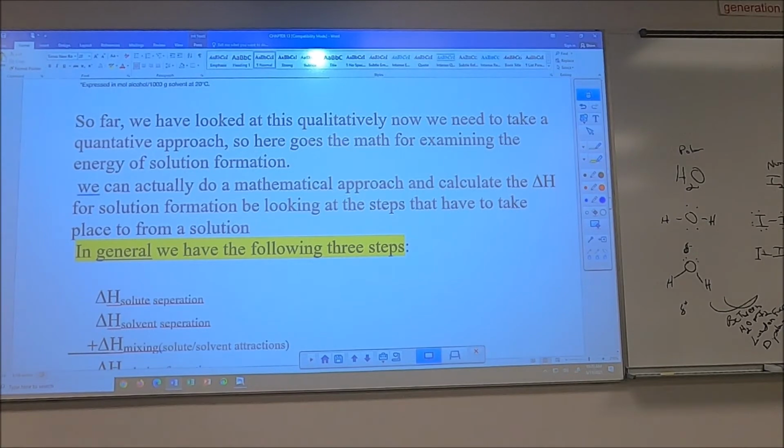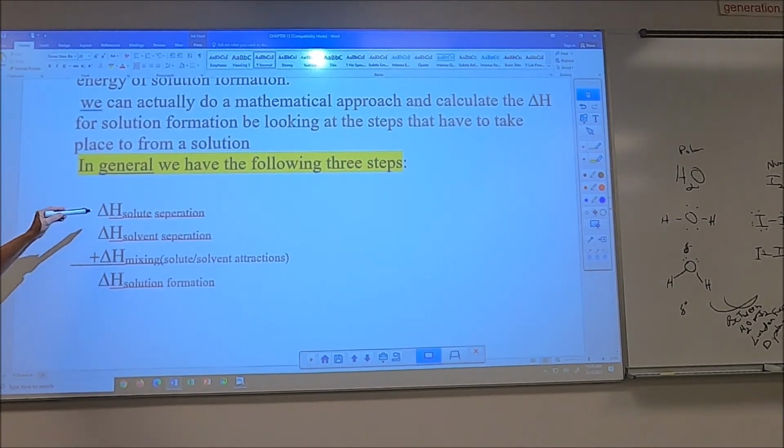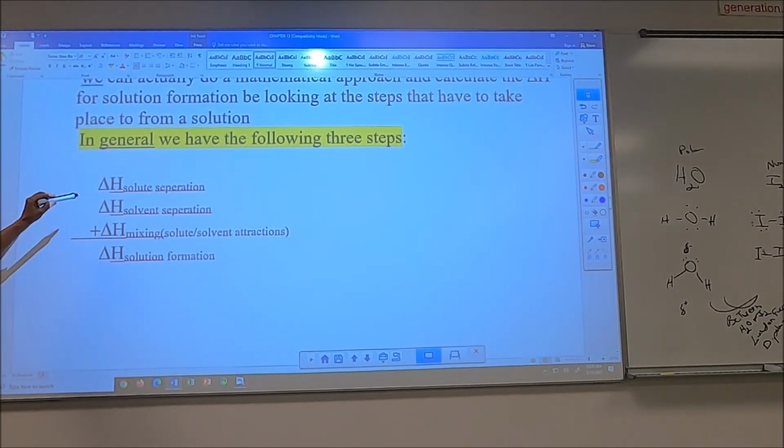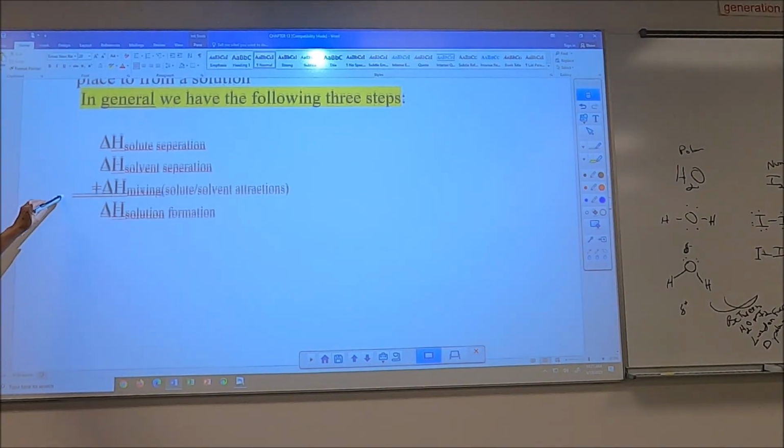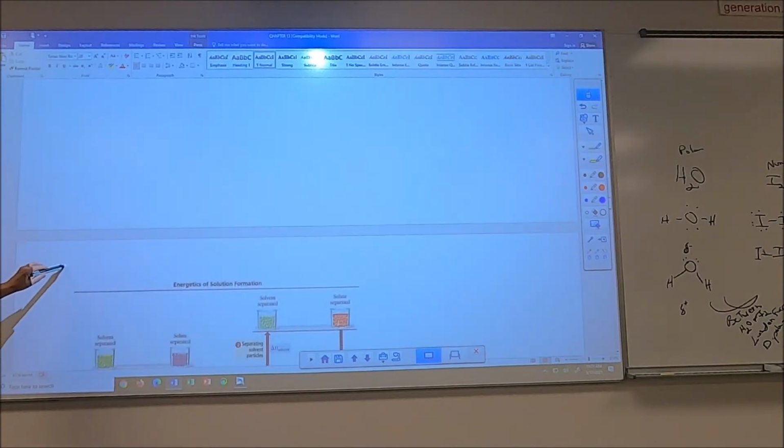So, we've been talking about this qualitatively. We could look at this quantitatively, and we could add up the delta H's for solute separation, solvent separation, and mixing, and get the delta H for solution formation.